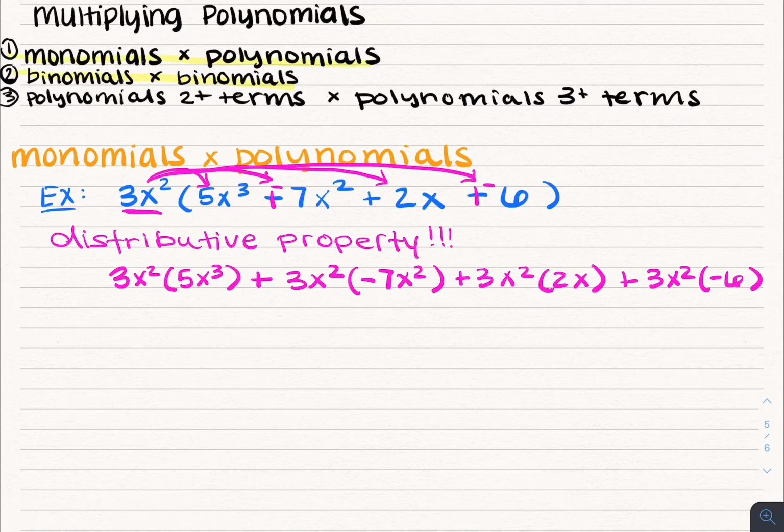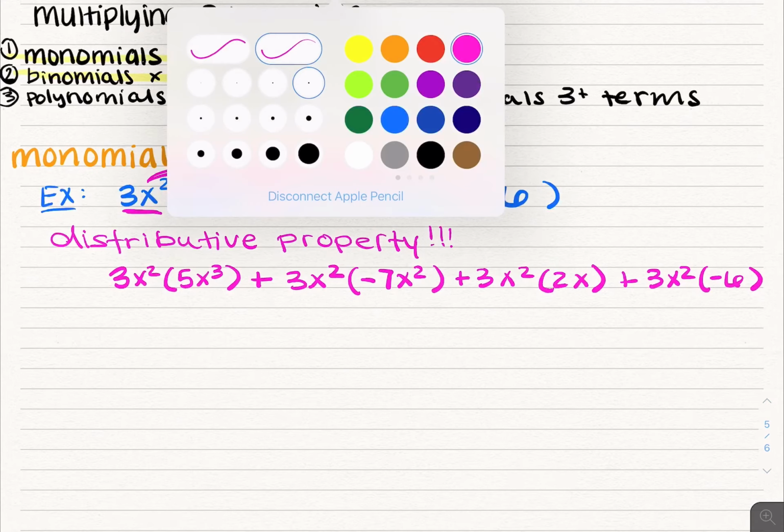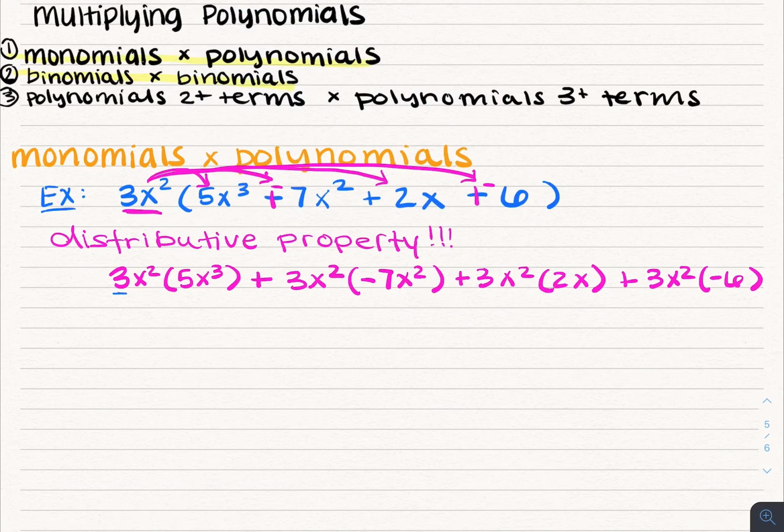So now, since we've done the distributive property, we have to go through and do all of the multiplication. So we'll do, I'll even change the color so you can see, 3 times 5 for our coefficients, 15, and our variable, so we have x squared times x cubed. And what do we do with those exponents when we multiply with the same base? We add them. So 2 plus 3 is 5. So our new exponent is 5.